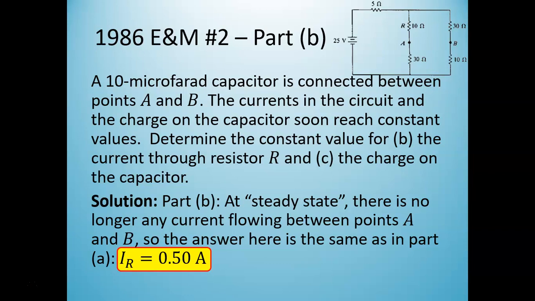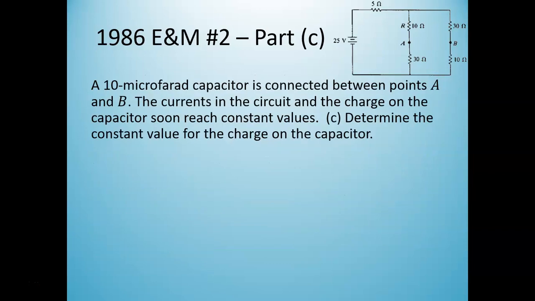So since there's no current flowing between points A and B, that means we have exactly the same situation, at least in terms of current flow, as we had in part A. In other words, the current through resistor R is the same as it was in part A, which is equal to 0.50 amps. But part C, what is the charge that accumulates on this capacitor once it reaches an approximately constant value?